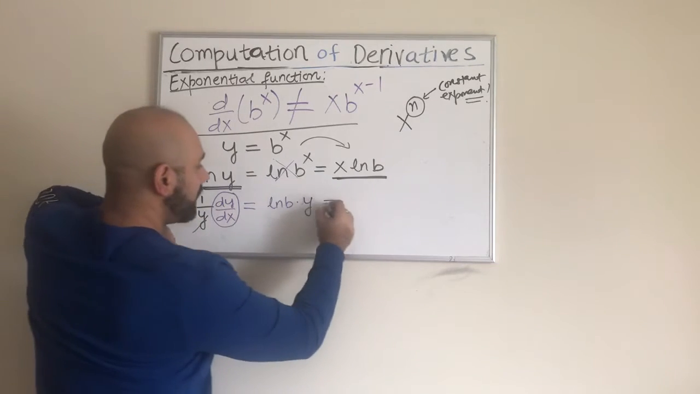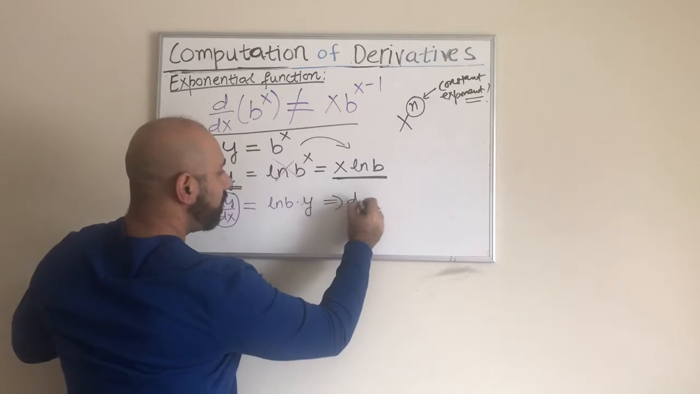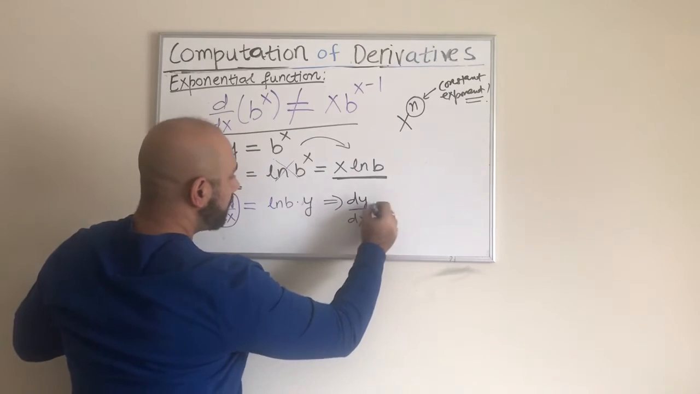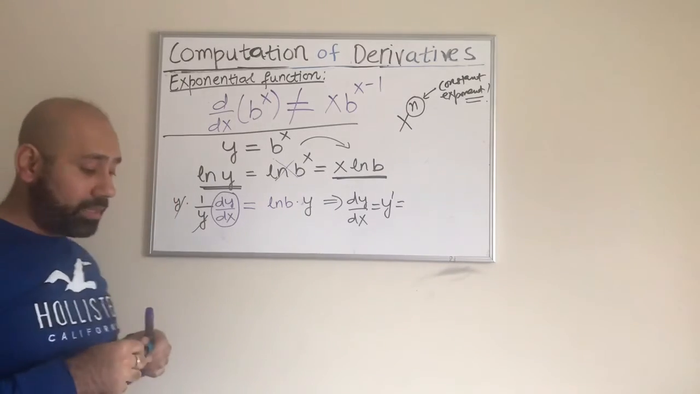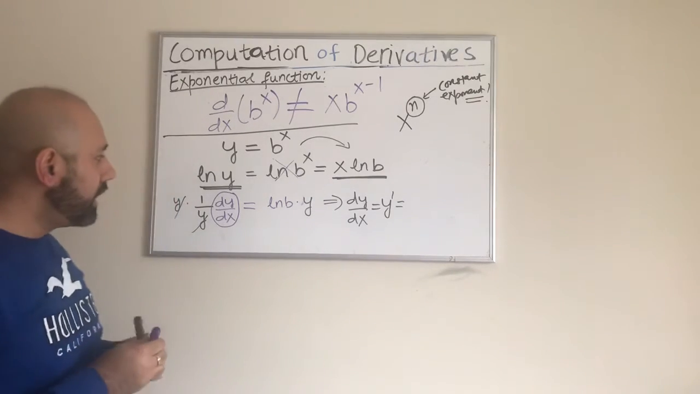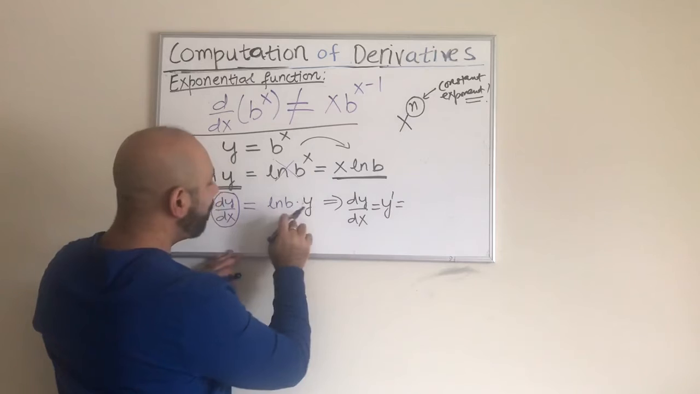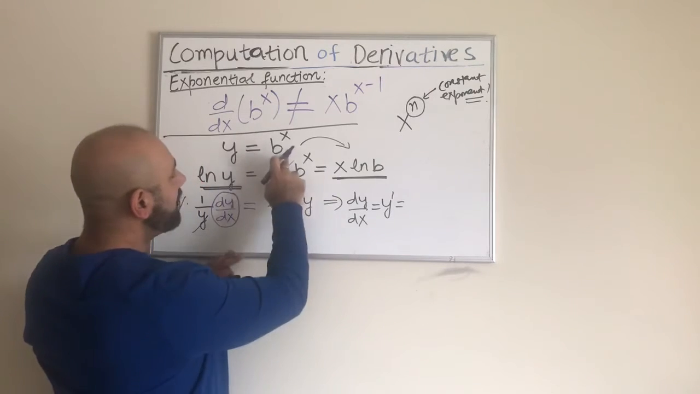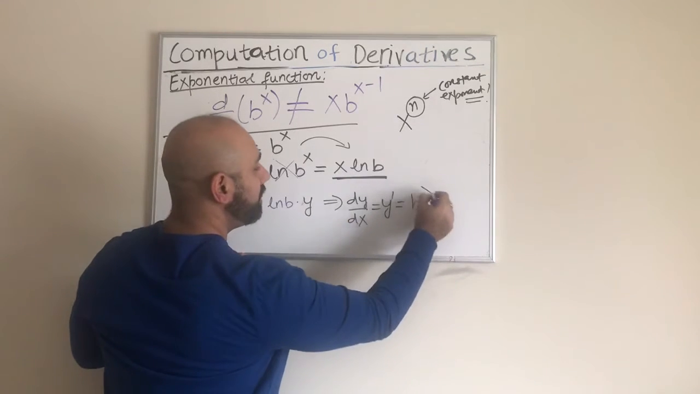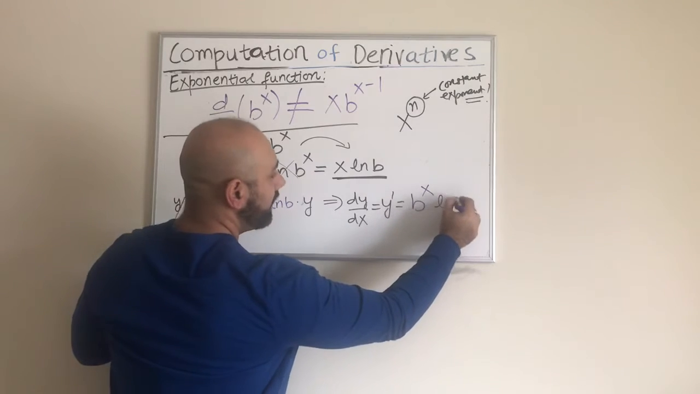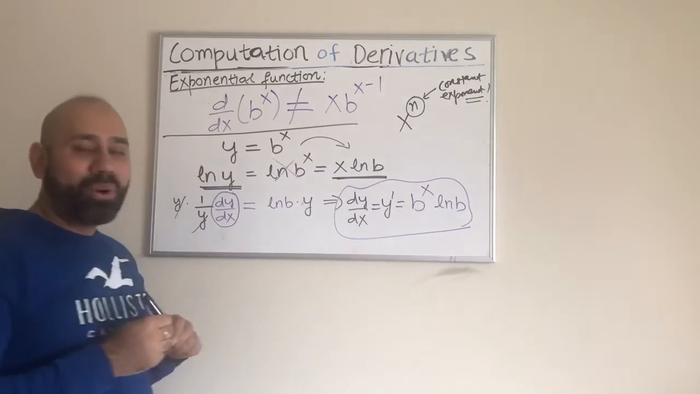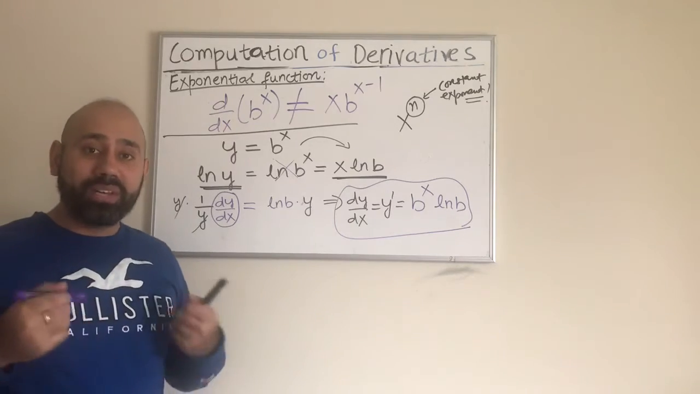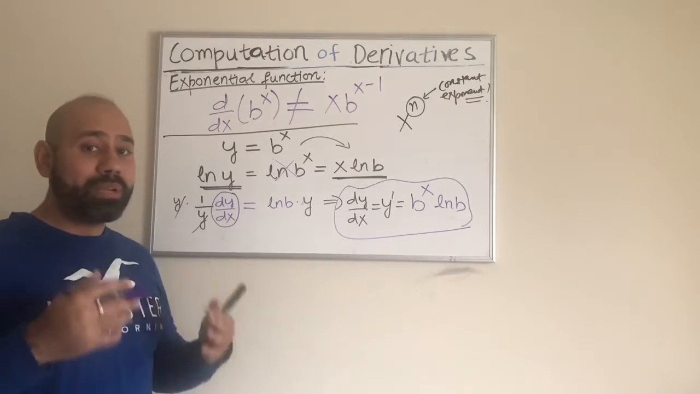From here, let us write it over here. I get dy over dx, which is also the same as y prime. These are both different ways of expressing the derivative of a function. And on the right hand side, I have y times ln of b. But what is my y? y is simply my exponential function b to the power x times ln of b. So guys, this right here is my general formula to find the derivative of an exponential function of the form b to the power x.